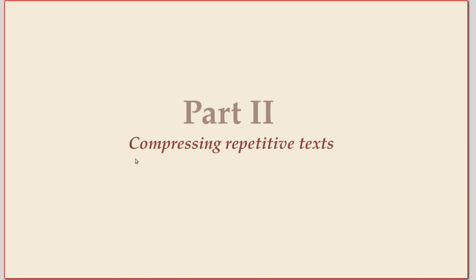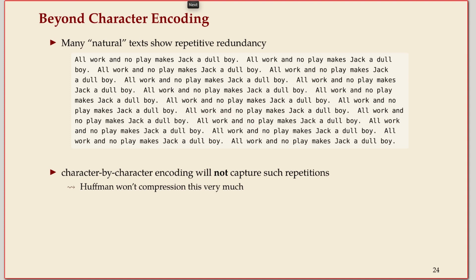In the second part of this unit, we'll look at compressing repetitive texts. So instead of just looking at individual characters and how to best represent each individual character, we will now try to exploit longer repetitions. One example of this is this. If you're a fan of old Stanley Kubrick movies, you will recognize this. Maybe it's not the most natural text, but it's definitely one that shows a lot of repetitive redundancy.